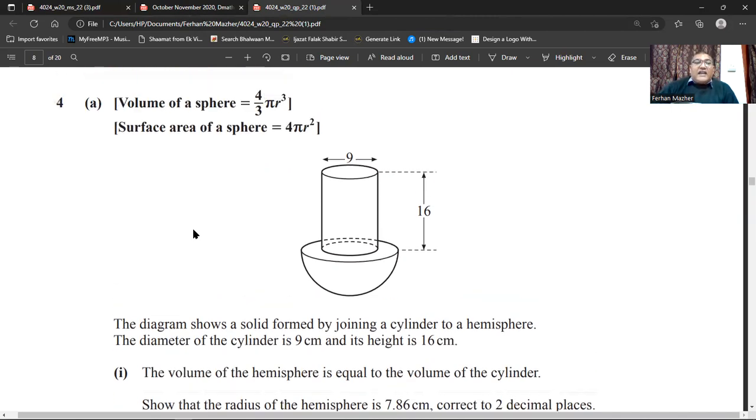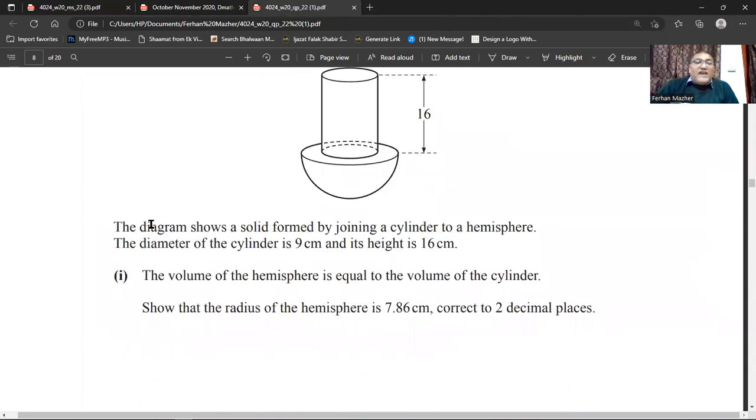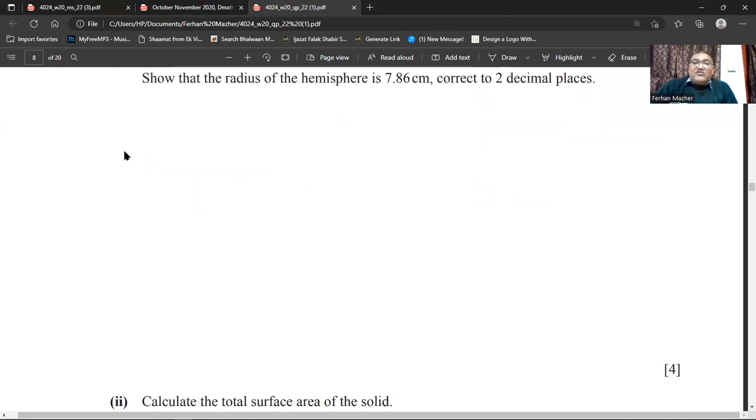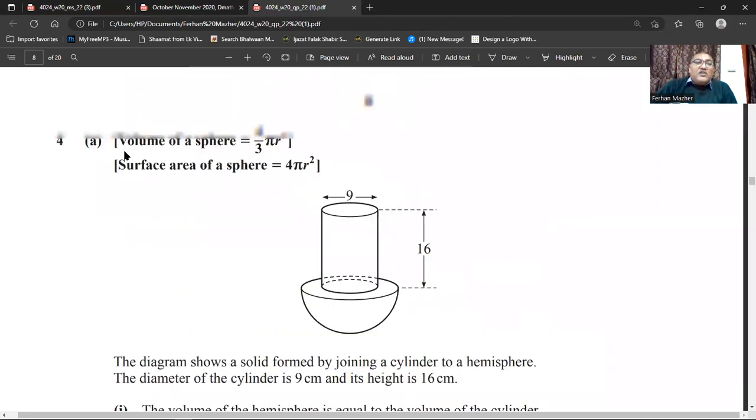He says the diagram shows a solid formed by joining a cylinder to a hemisphere. The diameter of the cylinder is 9 centimeter and its height is 16 centimeter. The volume of the hemisphere is equals to the volume of the cylinder. Show that the radius of the hemisphere is 7.86 centimeter, correct to 2 decimal places. So that's the first part of question number 4.